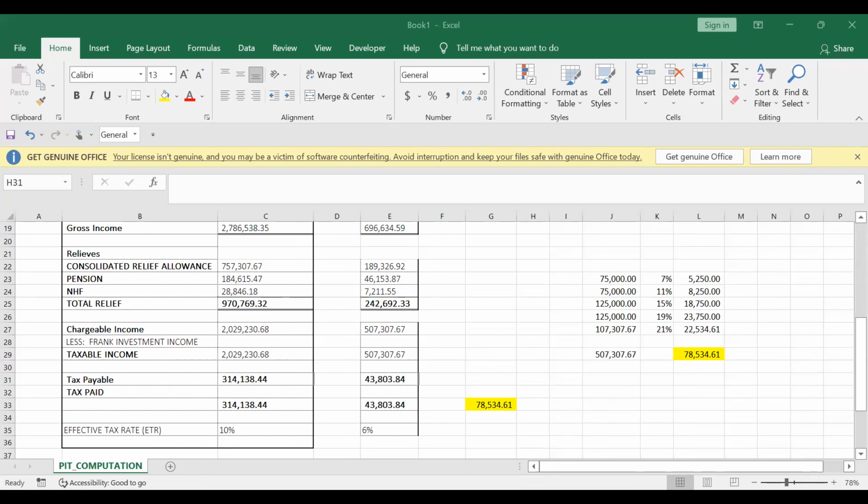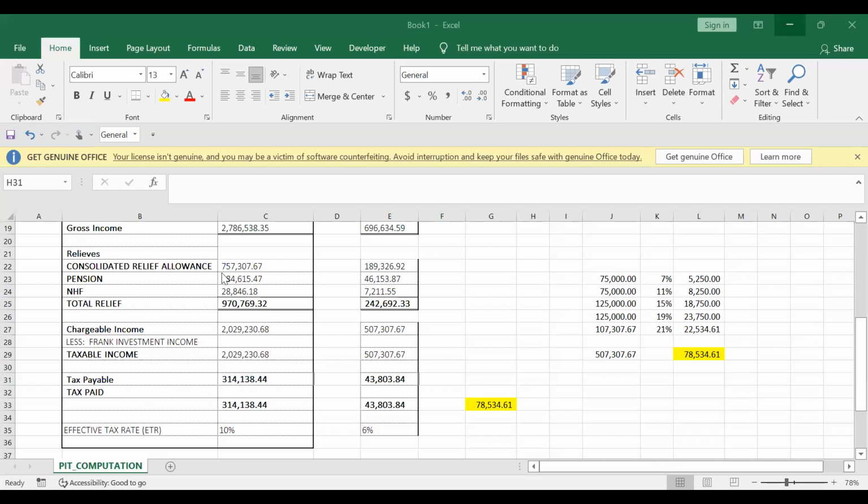Yeah, so in line with the Finance Act 2021, please, I want to ask, sir, to get the chargeable income, is it that you deduct the total relief from the total income, or is it that you deduct the consolidated allowance from the gross income?